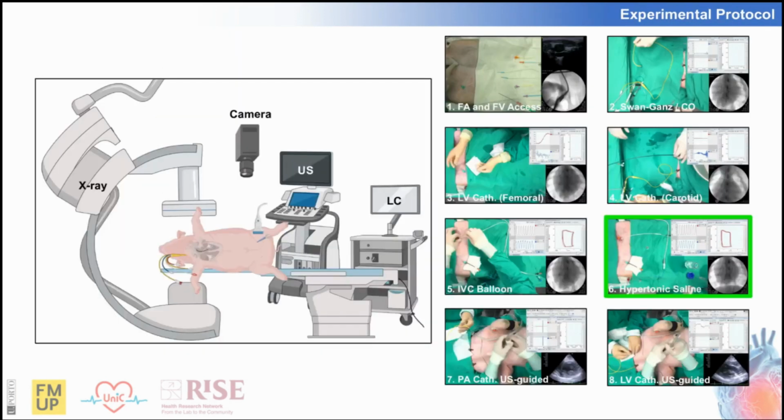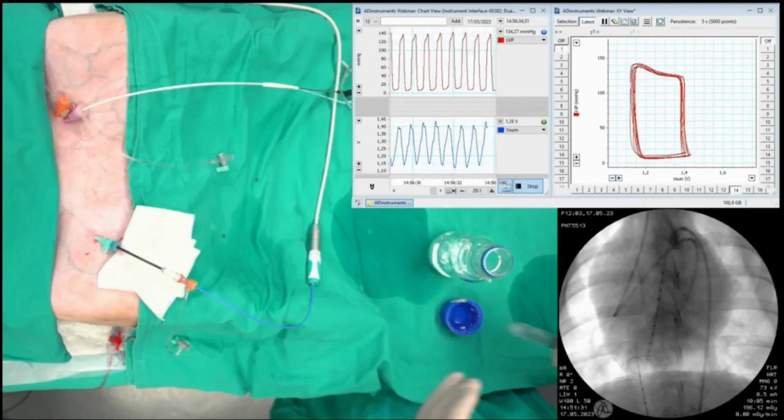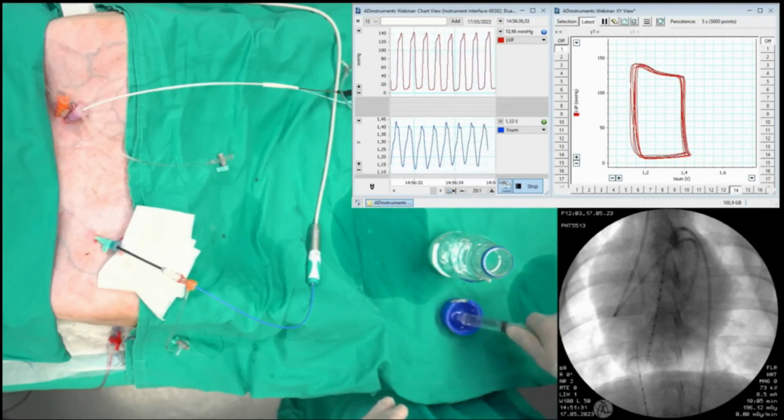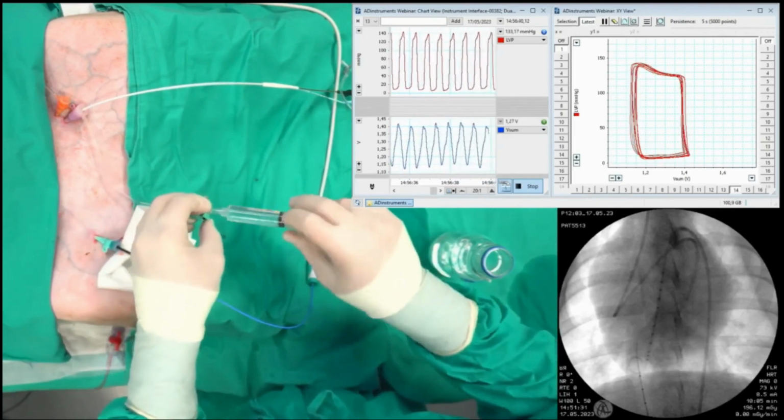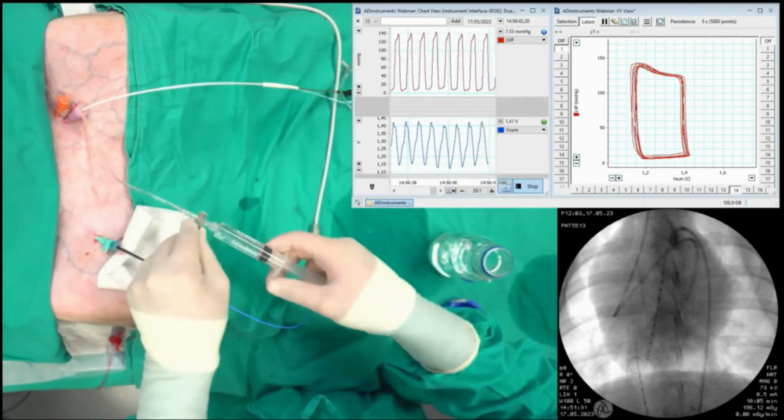So once your IVC occlusions are done, then you can move forward to your hypertonic saline, or you can do it before IVC occlusion. It depends on your own protocol. And for that, I'll just quickly show a video. So we usually use the femoral venous sheath. In this case, it is a 10 French, and it has through it an 8 French catheter. So there is 2 French of space available to inject fluids, and we can inject easily into it.